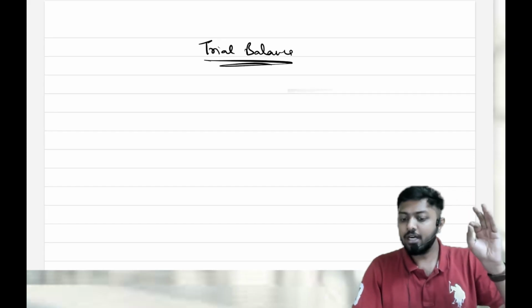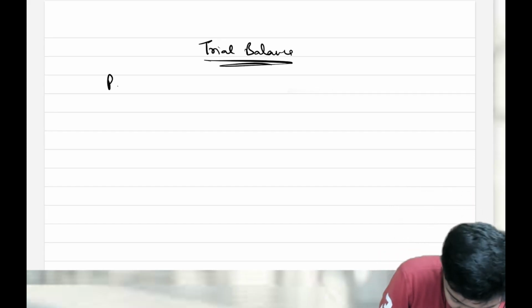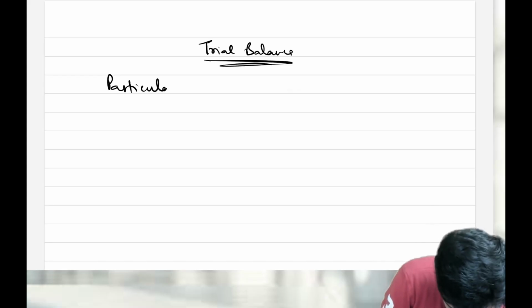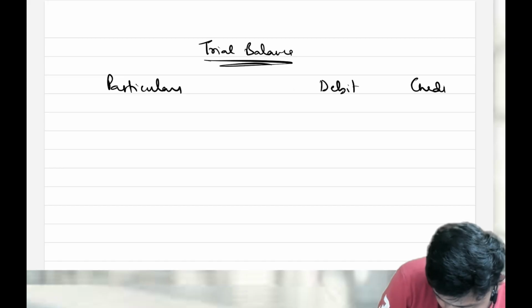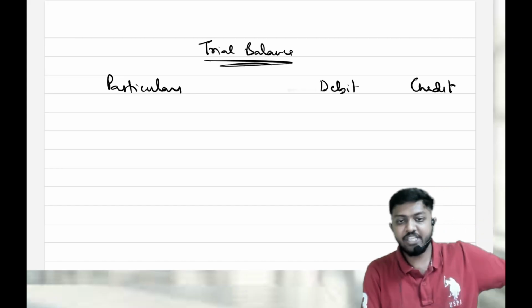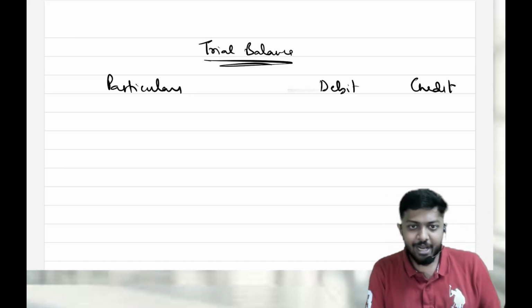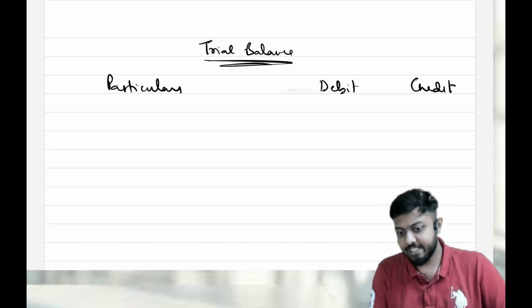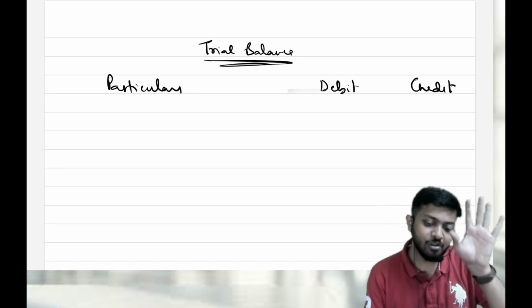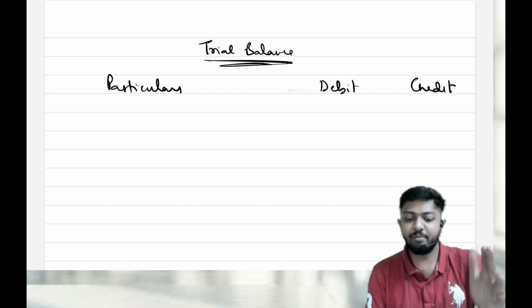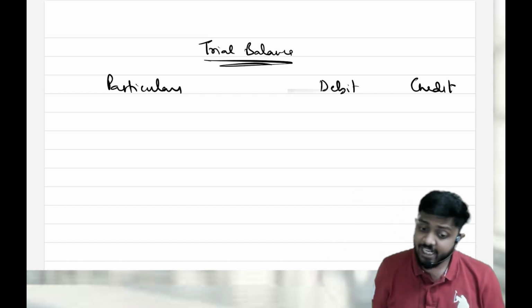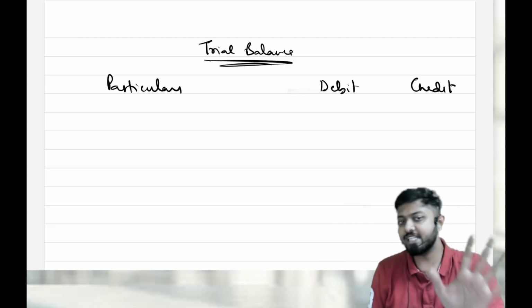Okay. How will be the format of trial balance? It will be something like this: particulars, debit and credit. All the debit balances of the ledger accounts will come in the debit side. All the credit balances of the ledger accounts come in the credit side. Sir, how to determine balance? Now, first of all, if the ledger account itself is given, then if the debit side is greater than the credit side, it has a debit balance. If the credit side is greater than the debit side, it has a credit balance.